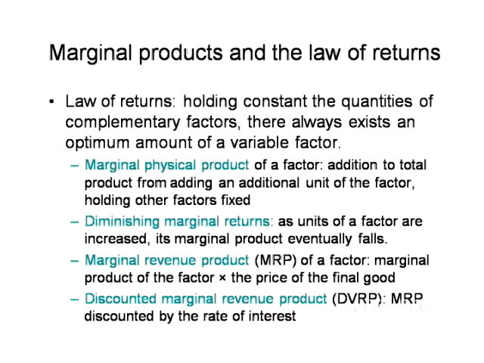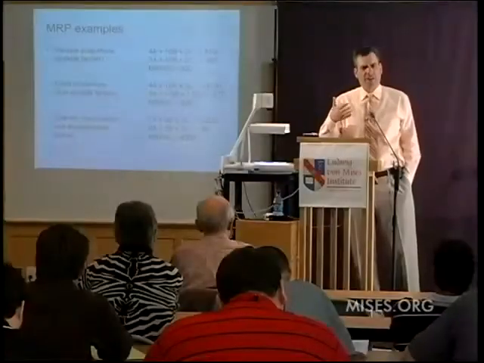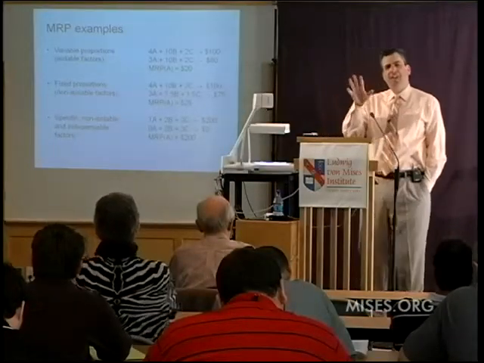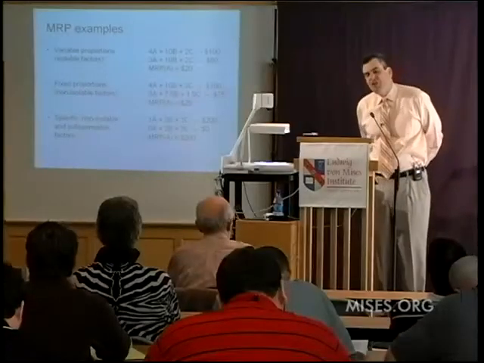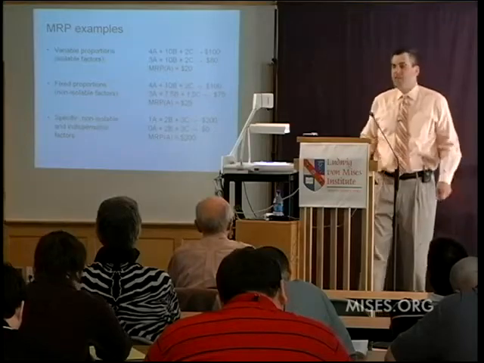Imagine there's a uniform rate of interest. So the discounted marginal revenue product is just the marginal revenue product discounted by the rate of interest. Let me give you just a few numerical examples that I think help to illustrate some of these different cases. What do we mean by isolable, not isolable, specific, non-specific, and so on? The term isolable simply means that we can isolate the marginal product of a particular factor, independent of the other factors.